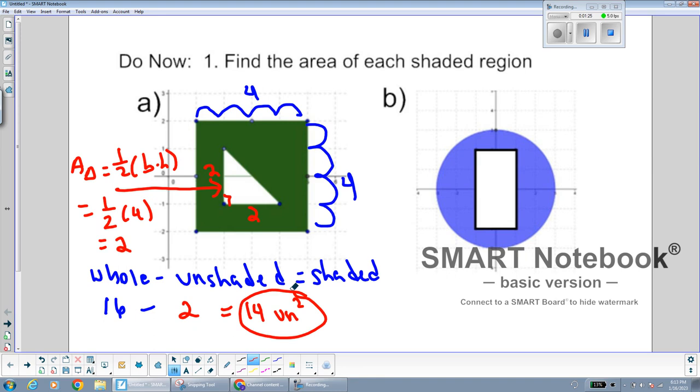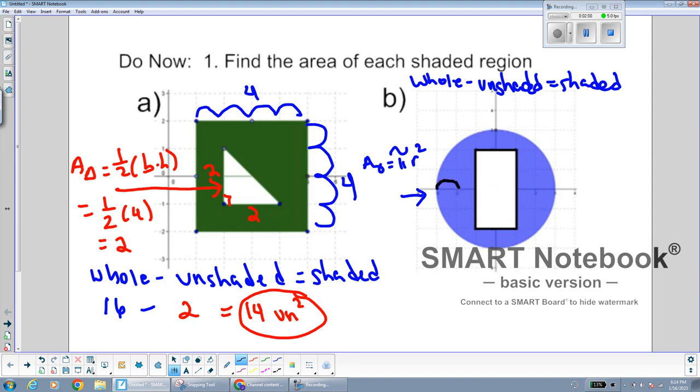We can use the same idea over here to find the area of the shaded region. We can do whole minus unshaded, and that's going to give us the shaded region. So the whole thing here is a circle. So area of a circle equals pi radius squared. The radius is halfway across the circle, from the circumference of the circle to the center.